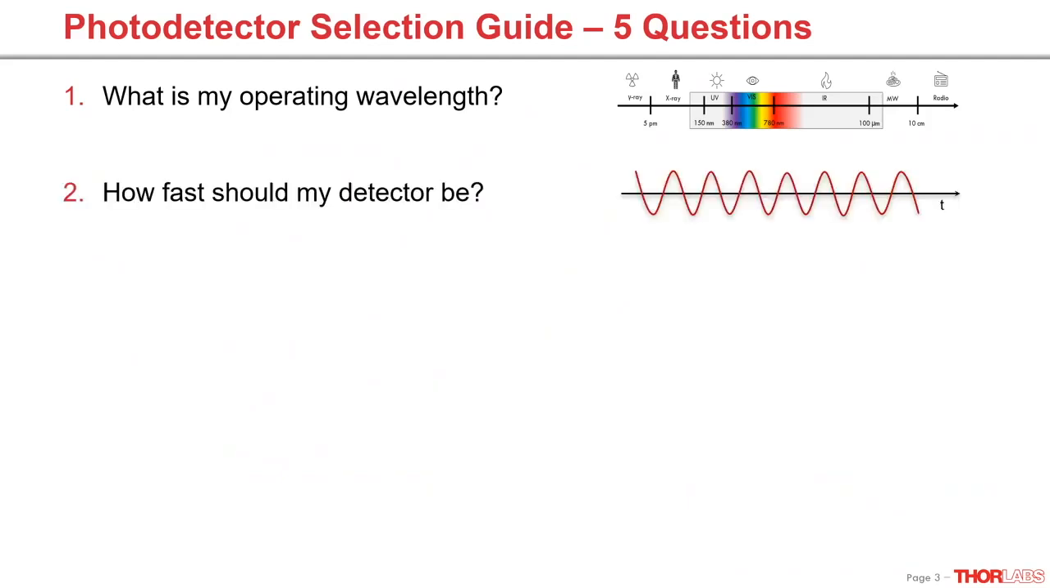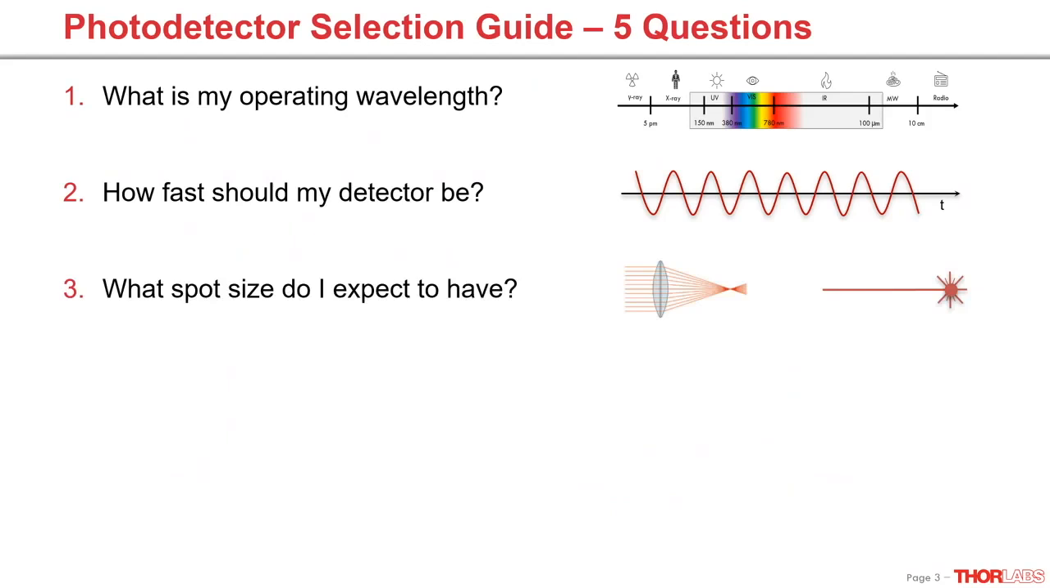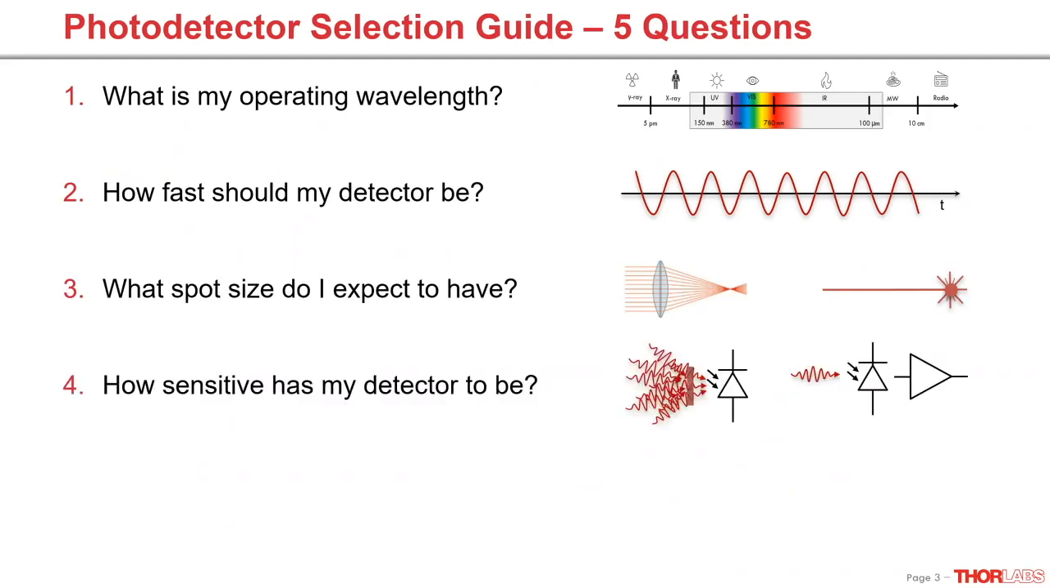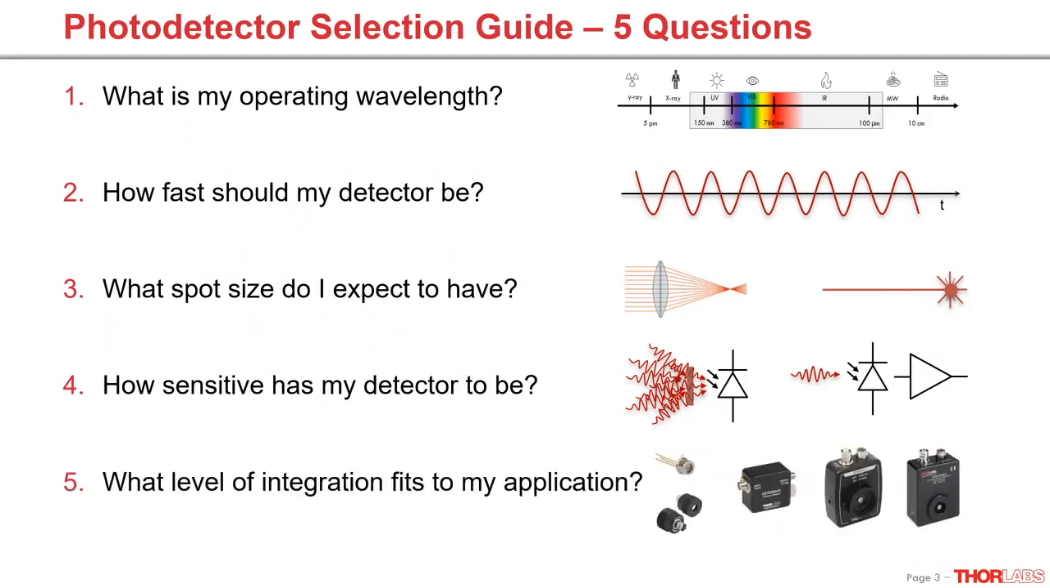Next, whether the optical signal is modulated and how fast leads us to the required detector bandwidth. The detector active area should match the spot size of your laser beam, and an estimate of laser power helps you to select the detector sensitivity and whether it needs an attenuation or an amplification. As the last point, the application setup determines the available space for the detector element and the proper mounting to your optical table.